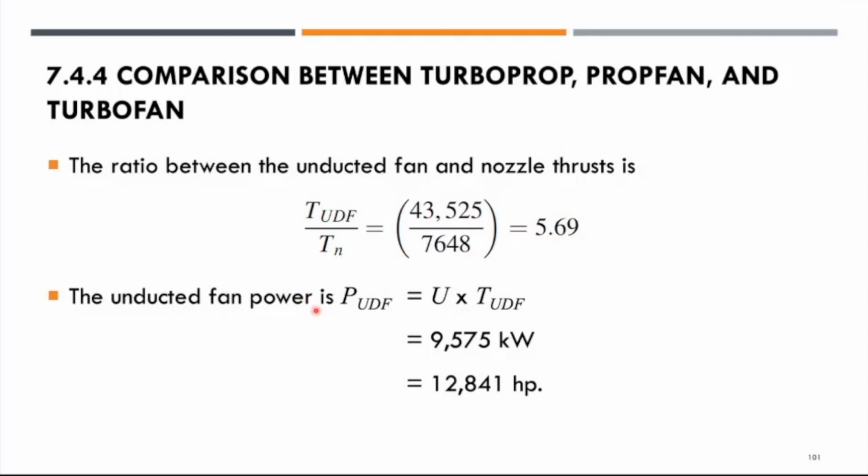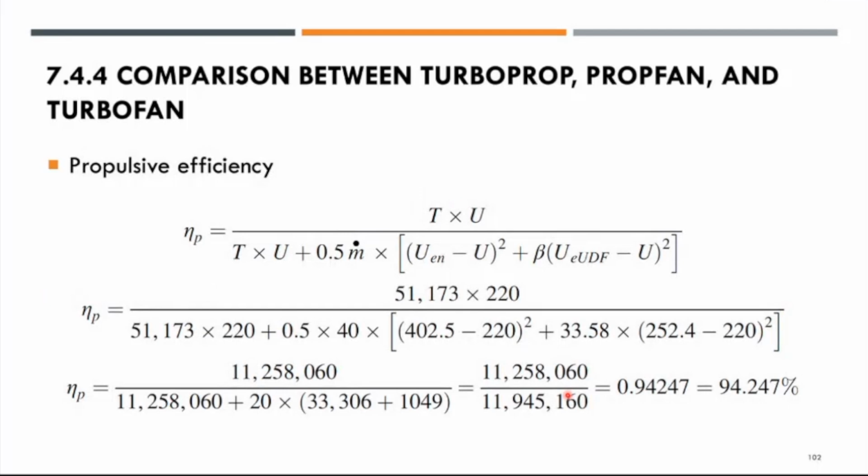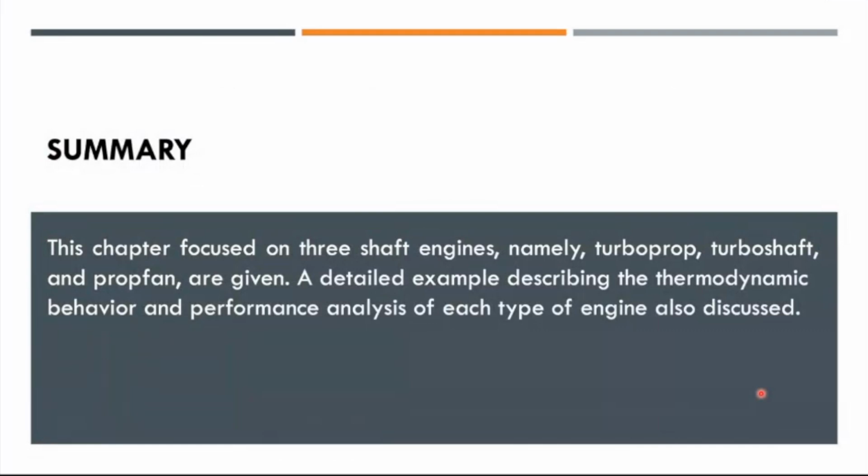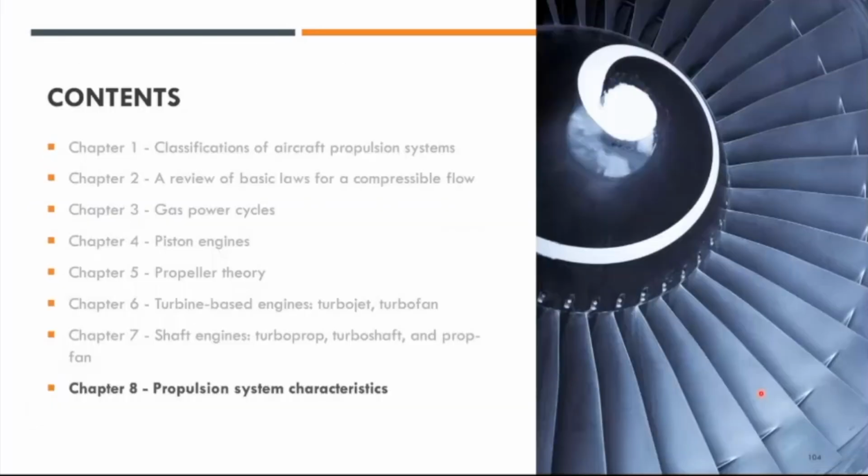The power generated by the unducted fan is equal to the velocity times the thrust produced by the unducted fan. It's actually for the unducted fan itself producing a power of 12,842 HP. Now we want to calculate the propulsive efficiency, the final part of the question. Putting the numbers using this expression for propulsive efficiency, you can then obtain 94.247%.